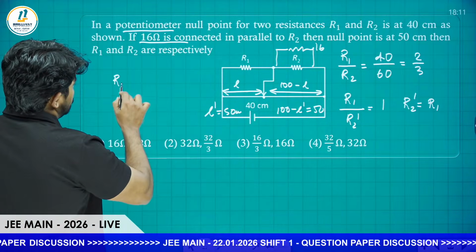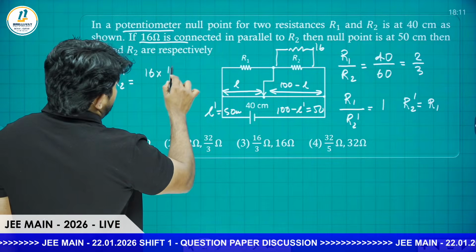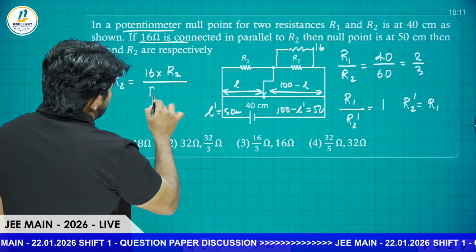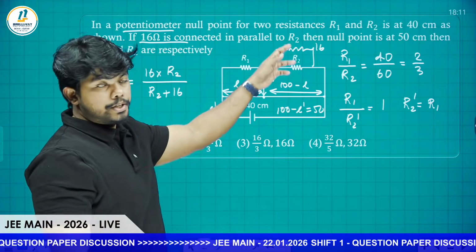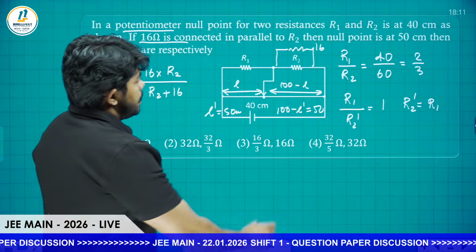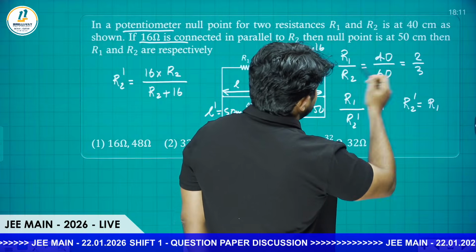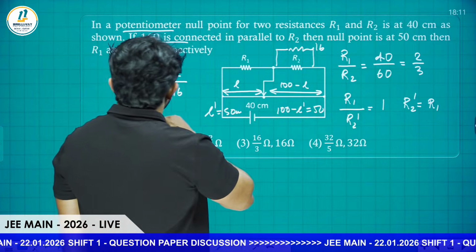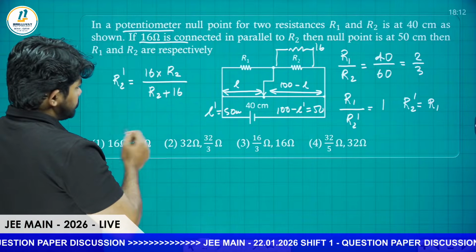What is R2 dash? R2 dash will be equal to 16 times R2 divided by R2 plus 16. That will be the parallel combination. We have to work it out. Now we can substitute for R1 or R2 from here, then substitute that in our equation, and we will get the answer.